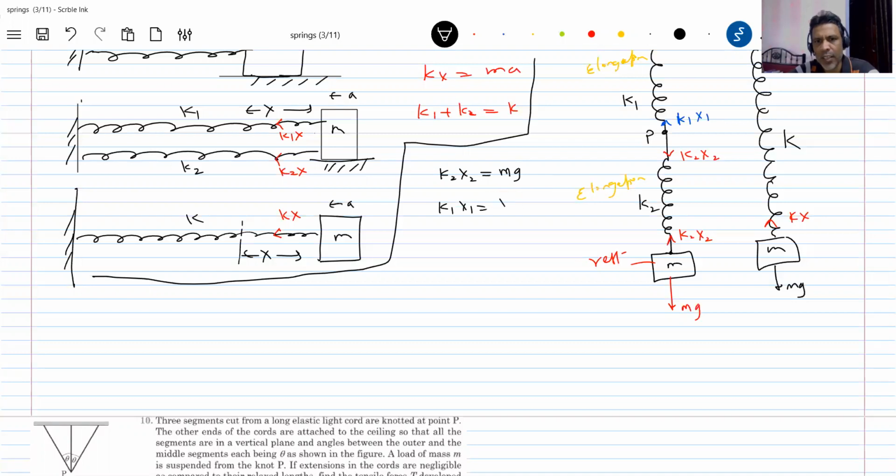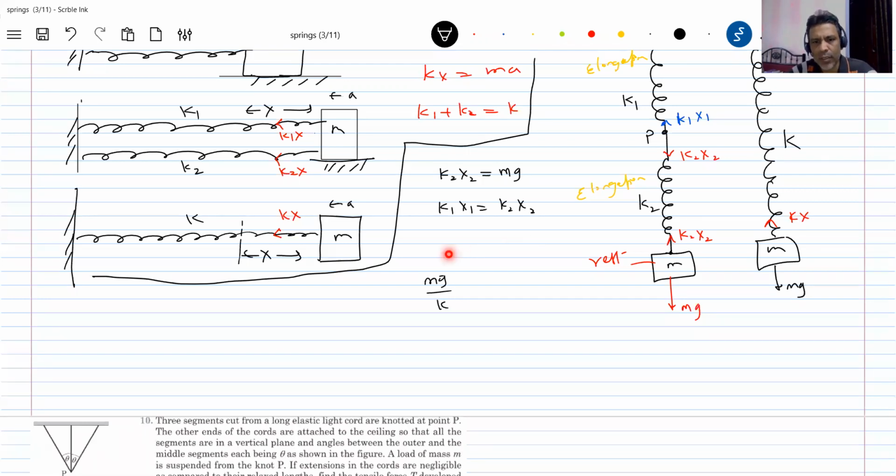You see what is the state of the springs? They are at rest, no? So the net force here should be 0. Net force at point P should be 0. So K1 X1 equal to K2 X2. Then what is the total elongation? It is equal to the sum of the elongations in the individual springs. Then this is mg by k. With this, in place of x1, what can you write?